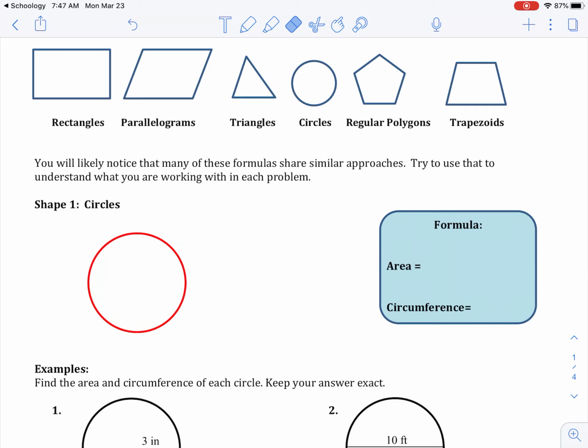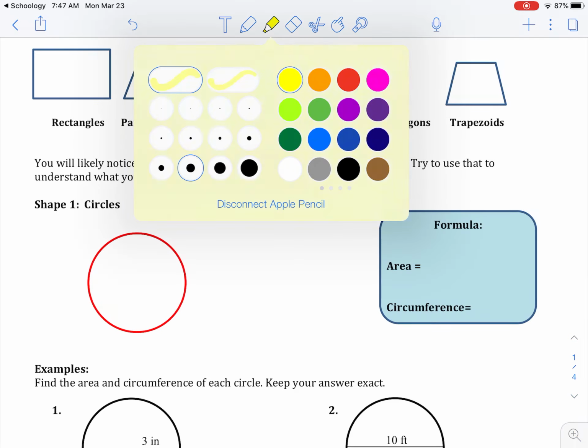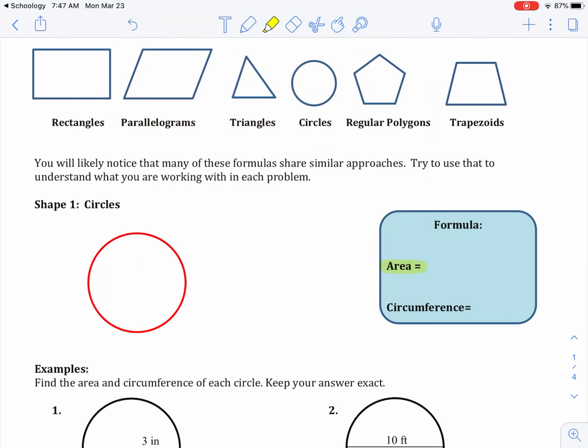All right, so first off, we have our circle here. We're going to not only write down the area formula, but we're also going to write down the circumference formula because we use both a lot. The area formula for a circle is pi r squared. You should know that because we did area of a sector last chapter, and it was pi r squared, which is the circle, times m degrees over 360.